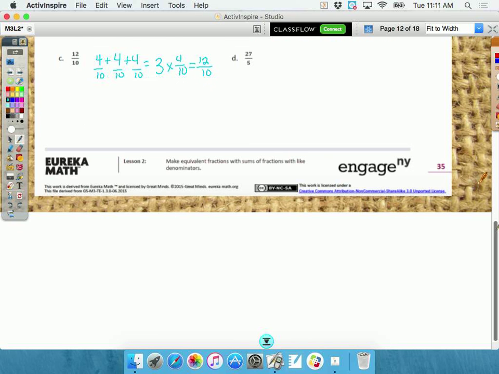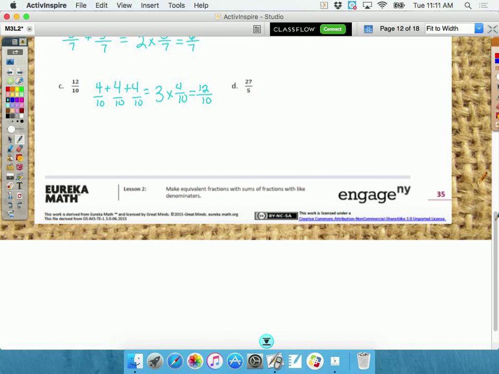Okay, so it's 27 fifths. Now I have to think of the number 27. Kaylee? 9 plus 9 plus 9. Okay, that's 27 because I know my nines. Do you know your nines? Yes. What's your denominator here? 5. So you're only doing repeated addition for the numerator.